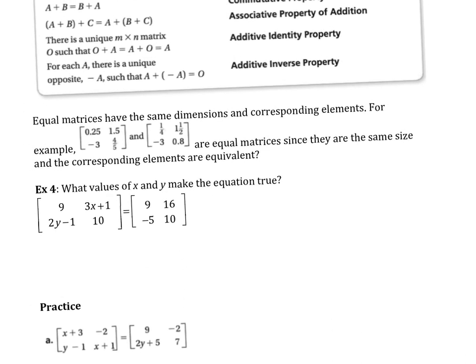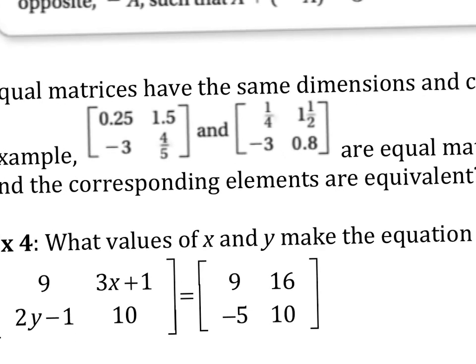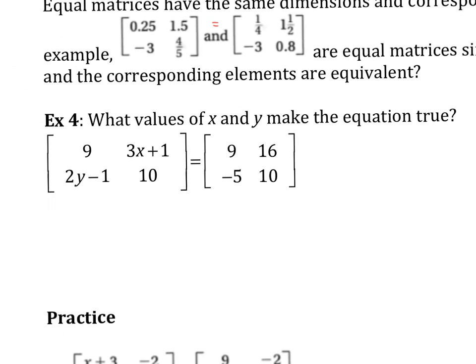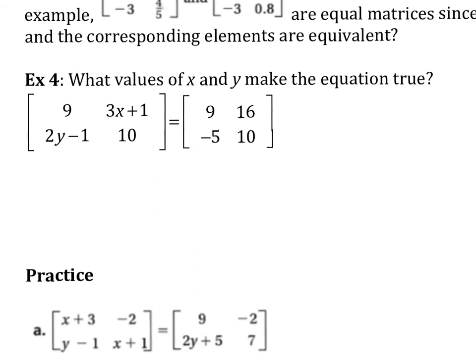For matrices to be equal, they have to have the same dimensions and the same corresponding elements. So these look different, although this is a 2 by 2 and this is a 2 by 2 also. But when you look individually, this one is a 0.25, and that's 1/4. So that's the same. 1.5, 1.5. That's the same. -3, 4/5, 0.8. So these are equivalent. And so if we were setting it up as an equation, we would say they are equal.